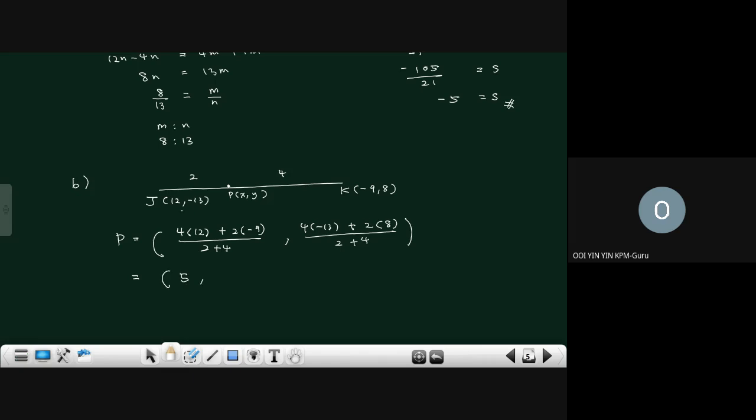Okay, don't forget the bracket. This one, 4 multiply with negative 13, you get negative 52. Negative 52 plus 16, you will get negative 36. Negative 36 divided by 6, you get negative 6. So here is your coordinate of P done.